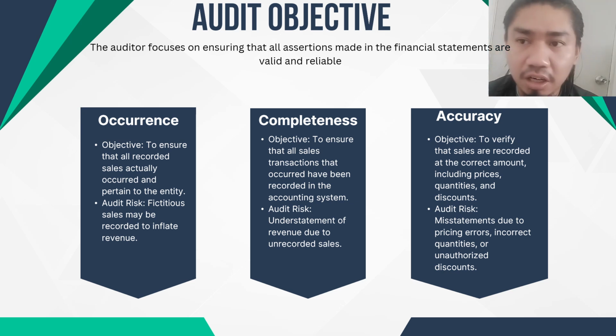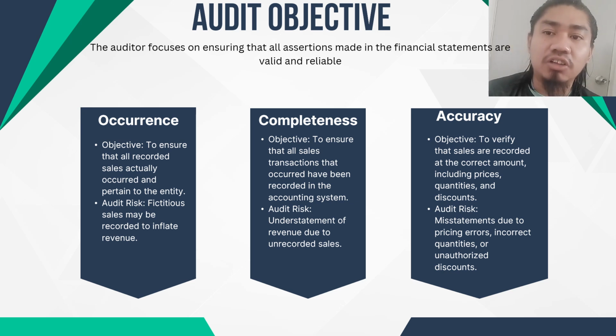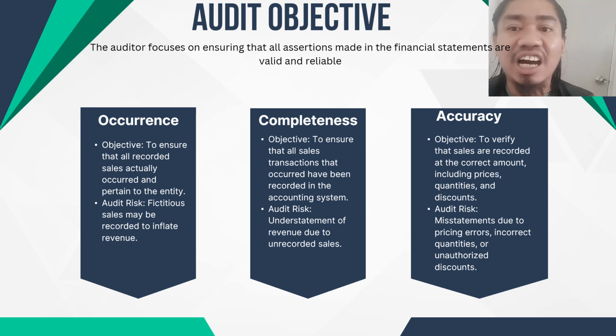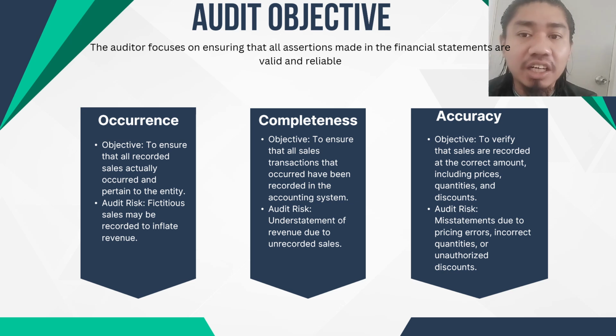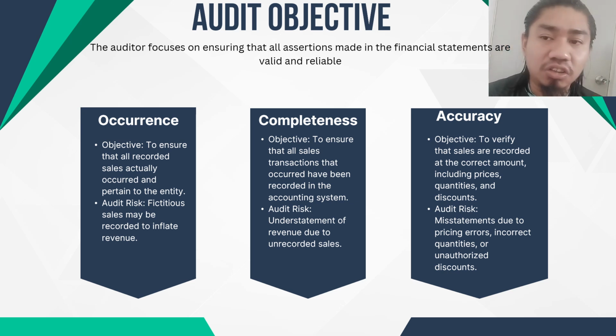First, I want to explain occurrence, which can also be referred to as validity. Our objective here is to ensure that all the recorded sales transactions actually occurred and are related to the entity. This is very important because of the audit risk that fictitious sales could be recorded, intentionally or unintentionally, to inflate the revenue. To address this risk, auditors usually perform procedures such as vouching sales entries and inspecting customer confirmations related to the corresponding sales.